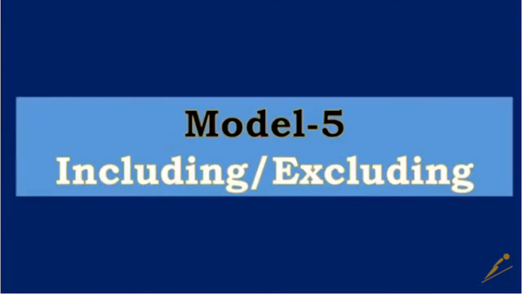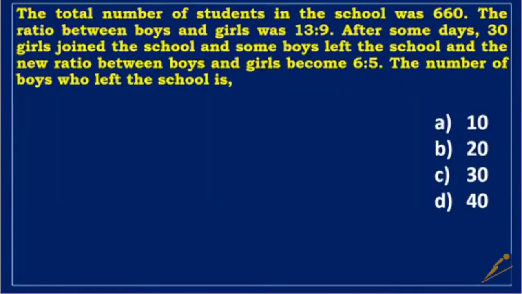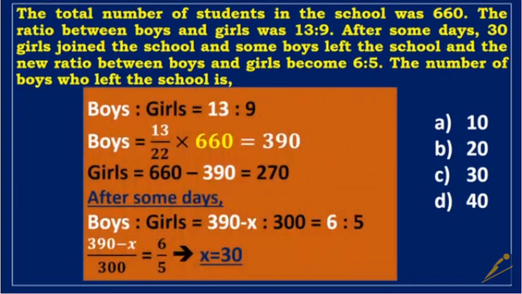Model 5. Including or excluding concepts. Example 1. The total number of students in the school was 660. The ratio between boys and girls was 13:9. After some days, 30 girls joined the school and some boys left the school, and the new ratio between boys and girls becomes 6:5. The number of boys who left the school is?